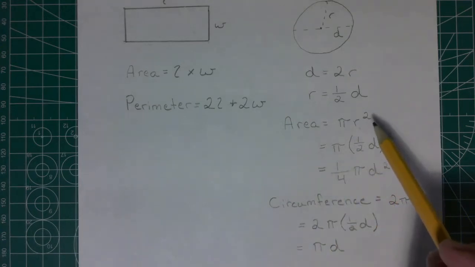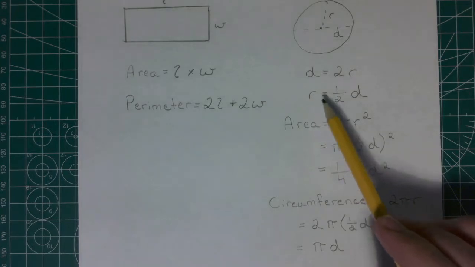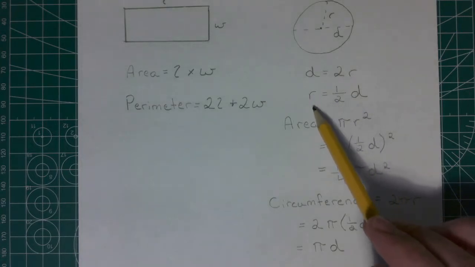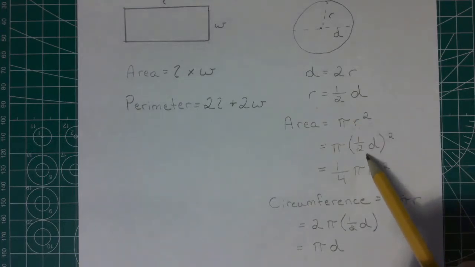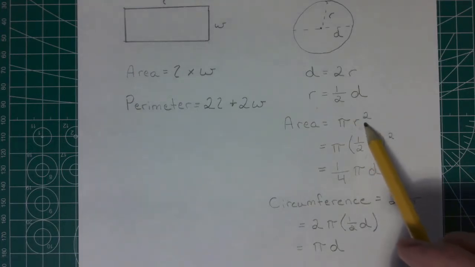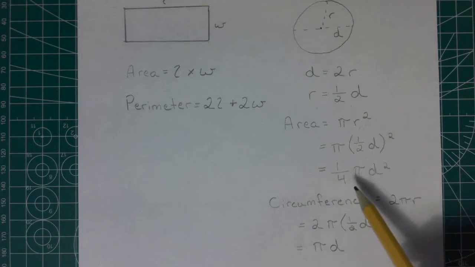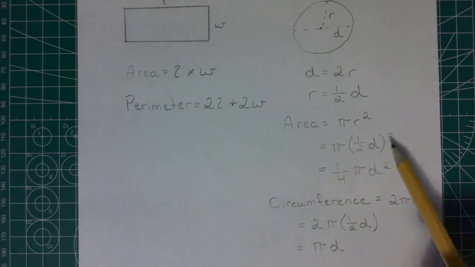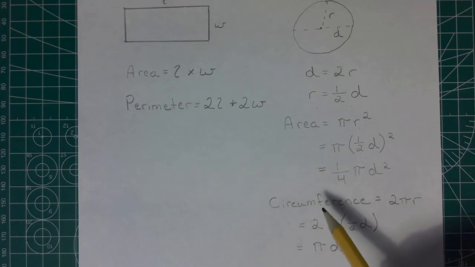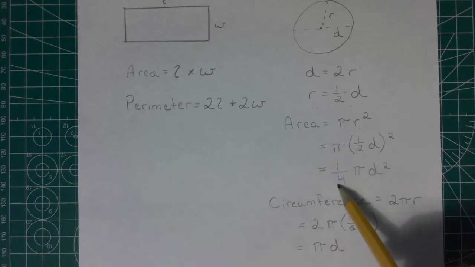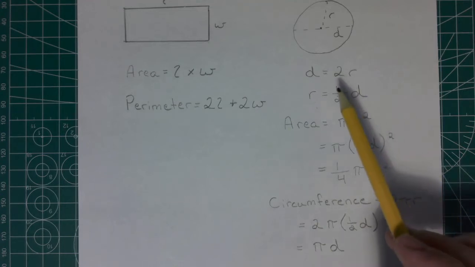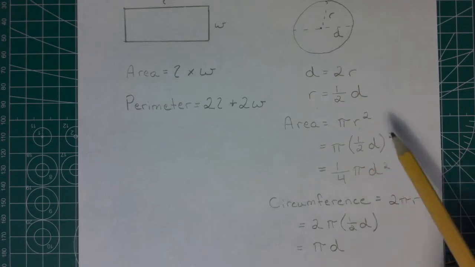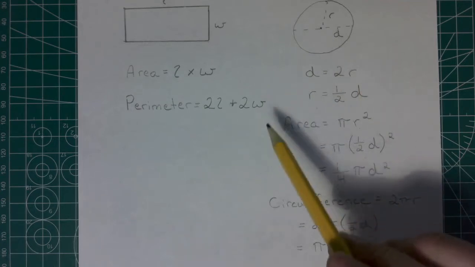But I do want to point out that we could also make a substitution here. We could say that this radius is equal to 1/2 the diameter. Plug that into our equation for r here. And now we're going to be squaring the diameter, and we're going to square 1/2. 1/2 squared is 1/4. And then we get 1/4 pi d squared. And we can plug our original diameter measurement in and still get at the area.